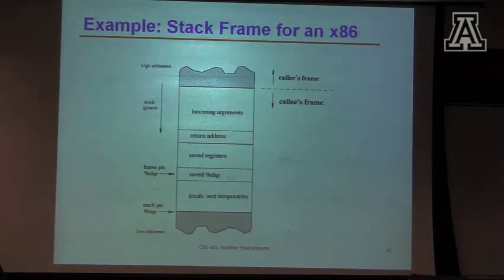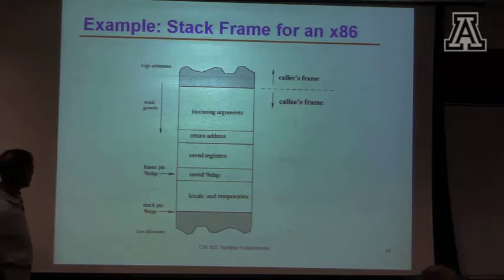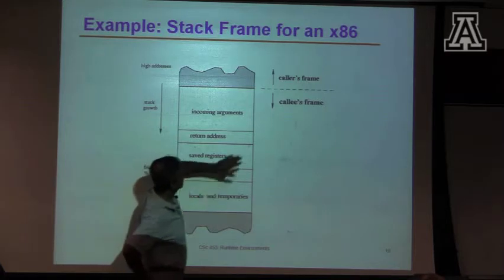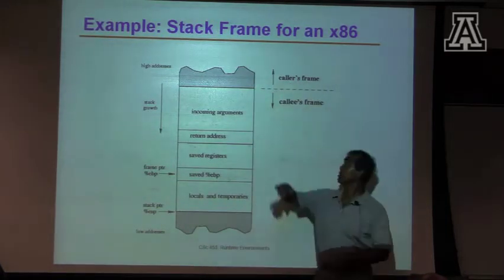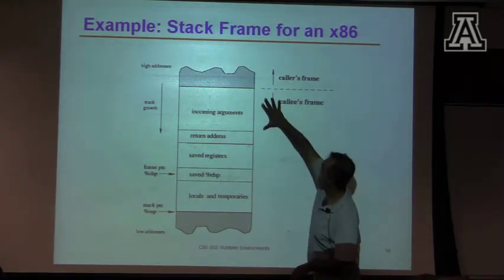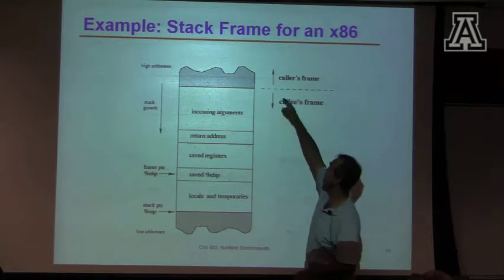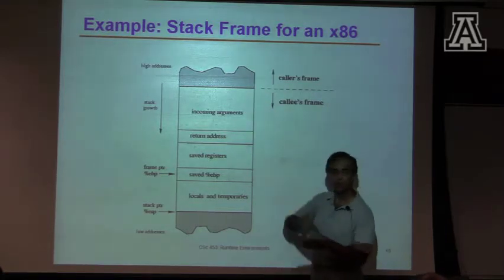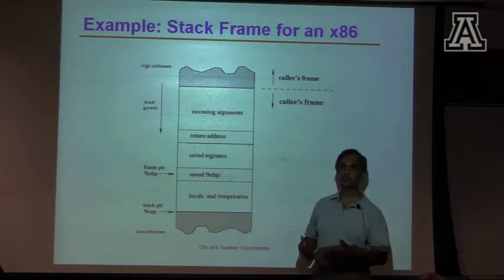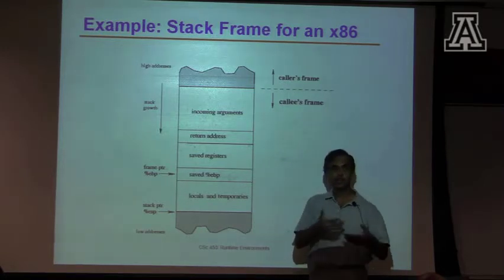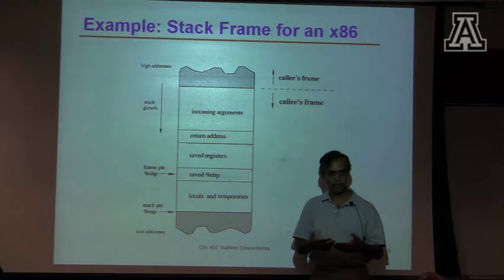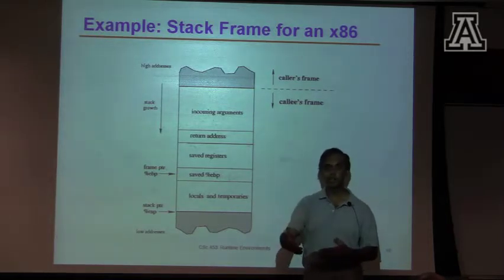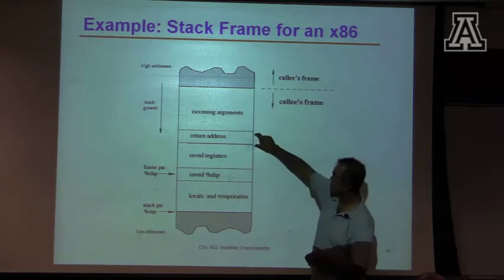Here's what a stack frame for an x86 might look like. Here's the stack growing this direction. So here's the caller's frame up there. The caller's frame begins over here. The incoming arguments, the actual parameters, get placed by the caller over here. In terms of the sequence of events, the caller evaluates the actual arguments and pushes them on the stack. Then the call instruction happens. That pushes the return address over here.